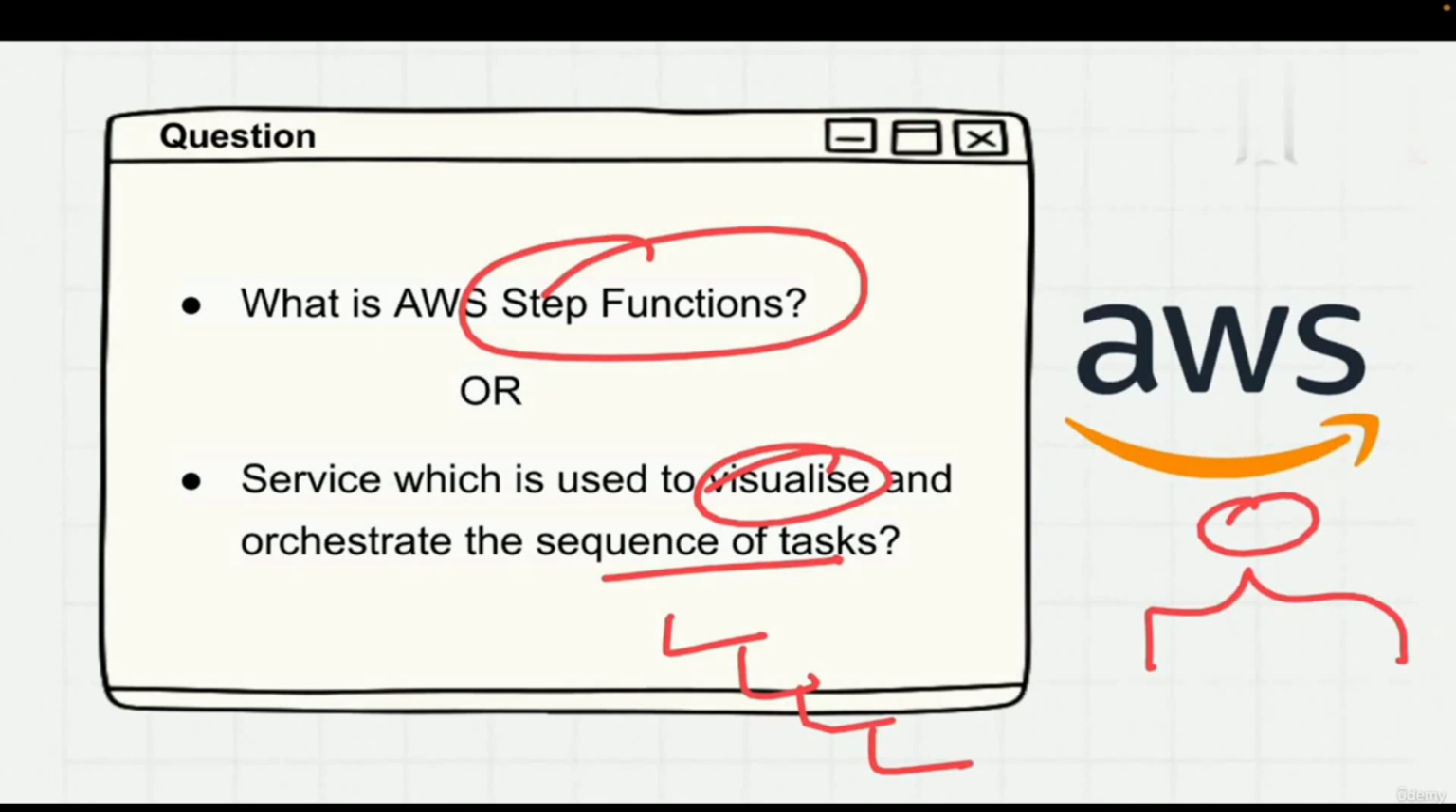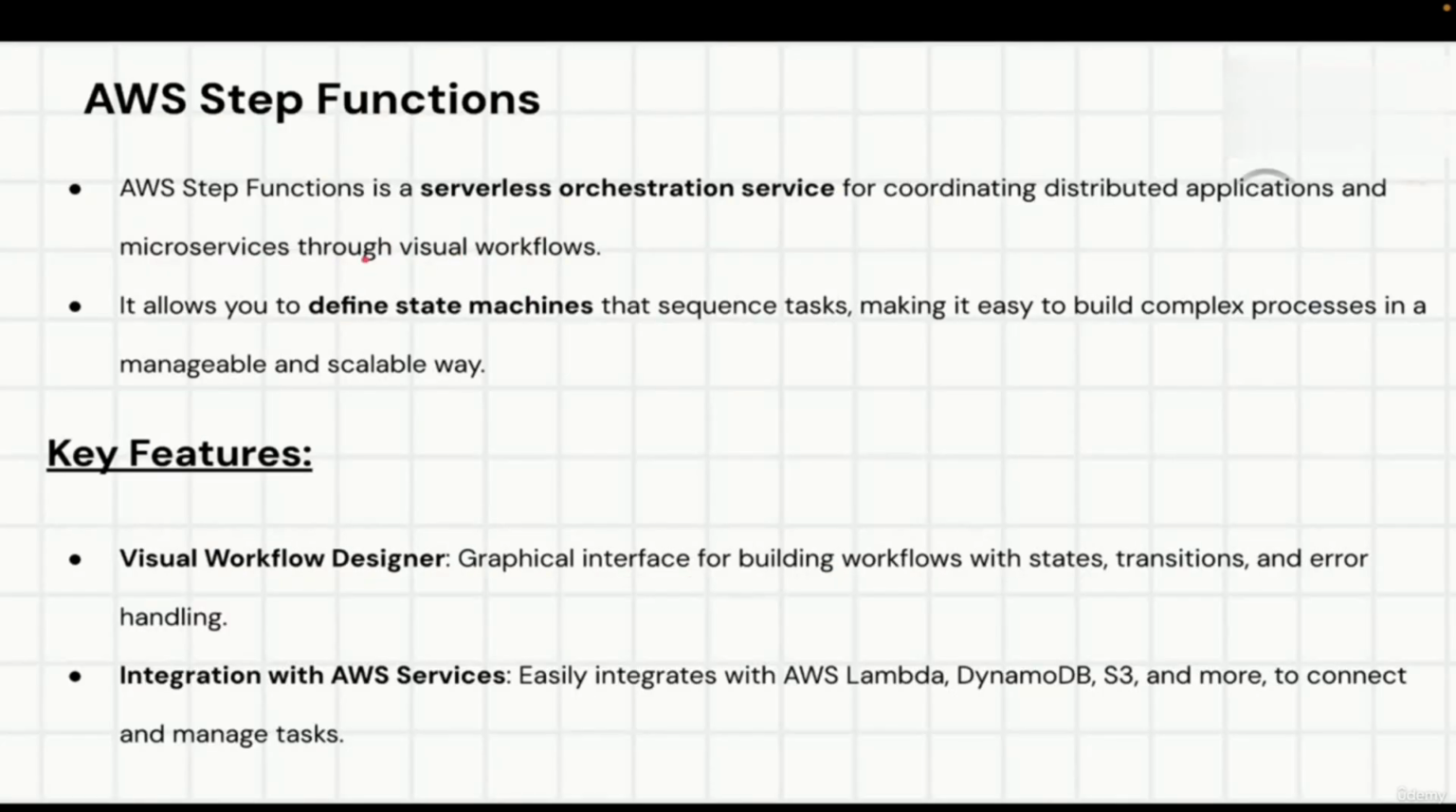So let's see which service that is. So the solution is step function. Step function is a serverless orchestration service for coordinating distributed applications and microservices through visual workflows. So it's like a prompt flow that is going to be utilized to see how we are going to achieve the task.